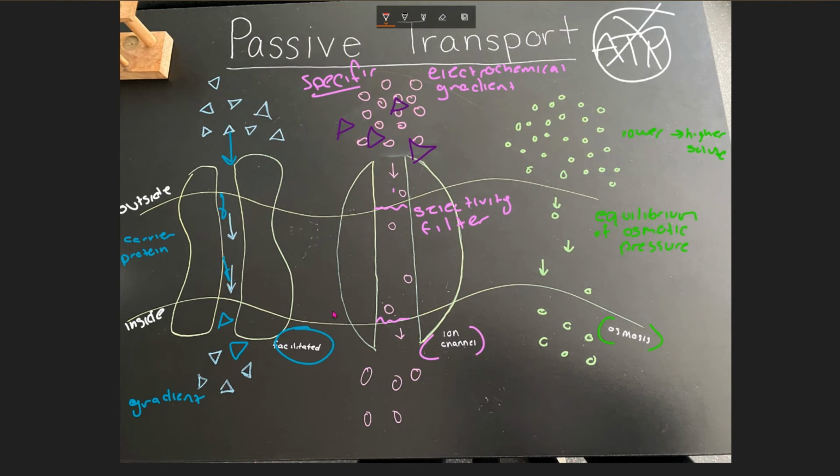Again, none of these require ATP. ATP is not required because unlike active transport, this all moves along a gradient instead of against. Along a gradient.